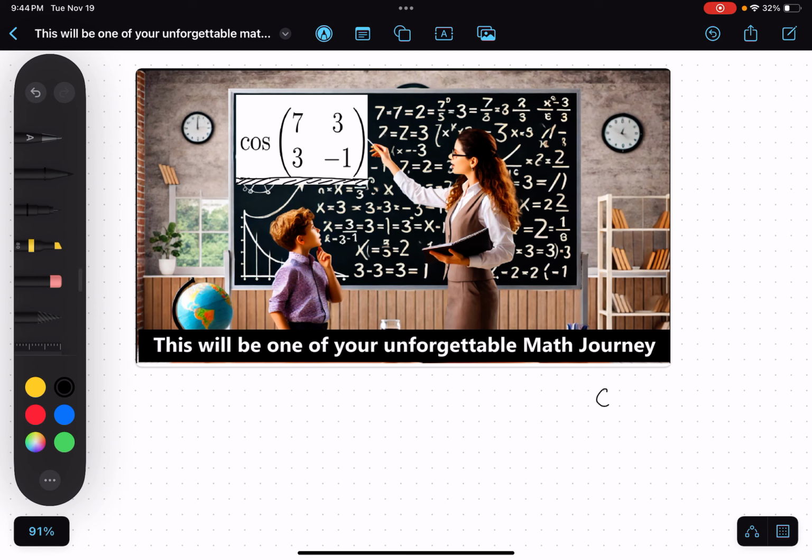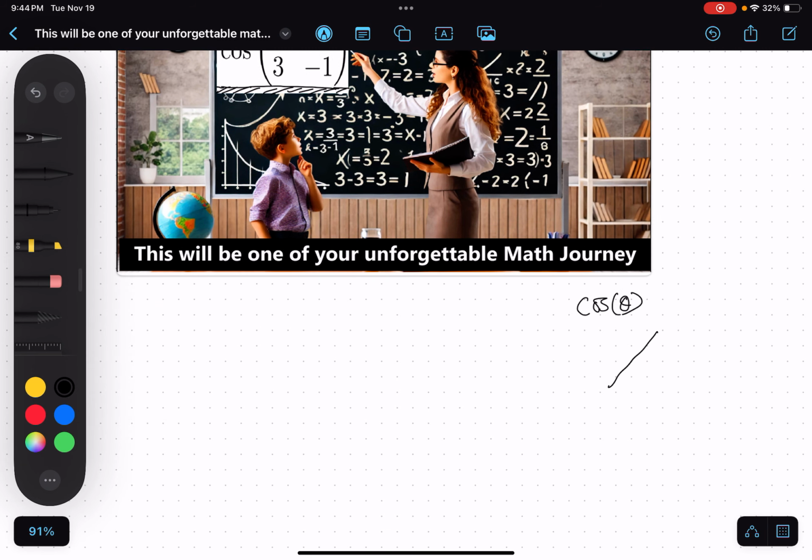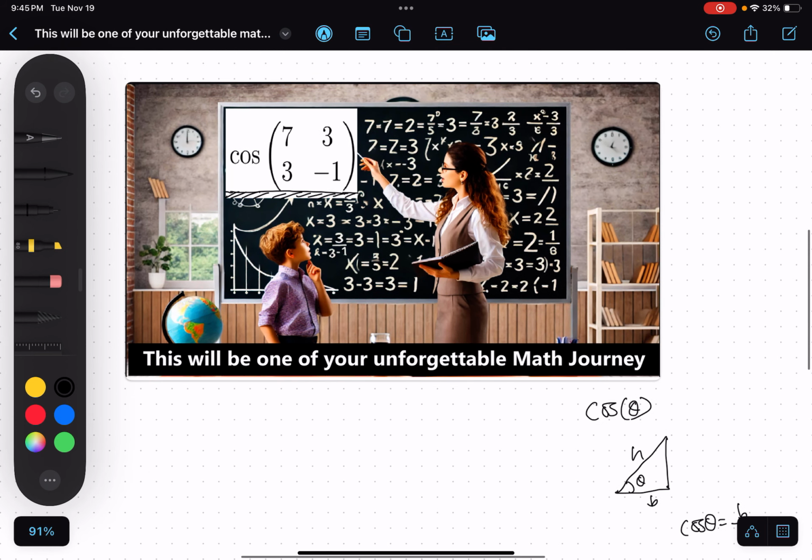Doesn't the input to a cosine have to be an angle? Because we have always defined cosine as the ratio of base over hypotenuse, right? The cos theta is base over hypotenuse. So how come we take the cosine of a matrix? If this puzzles you, you are at the right place, because we are going to discuss how to do that in this video.